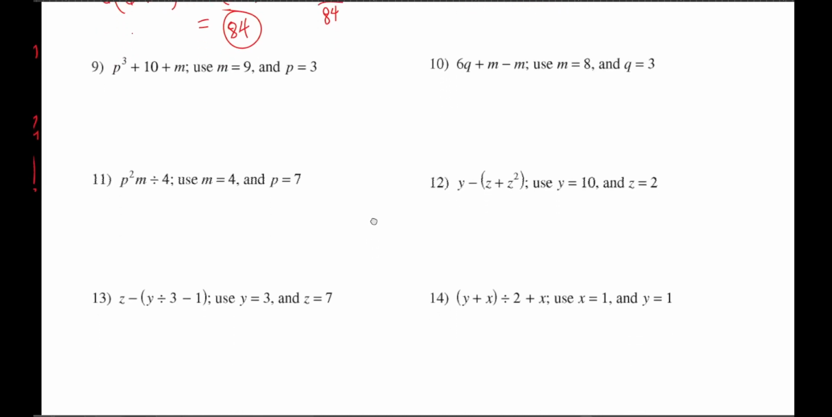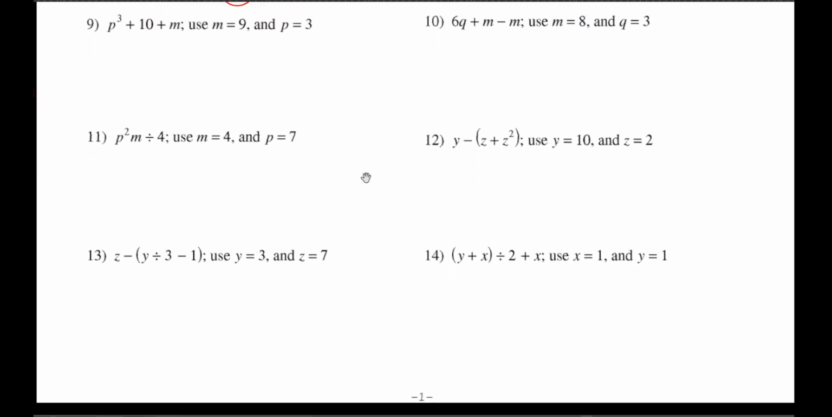Let's see if there's anything more complicated, at least on this first page. 12 because of the parentheses. Is that what bothers you? All right. So here we go. Let's do the y. What's the y equal to in this problem? It's 10. So we put a 10, minus, then a parentheses, then the z. What's the z? 2 plus what?